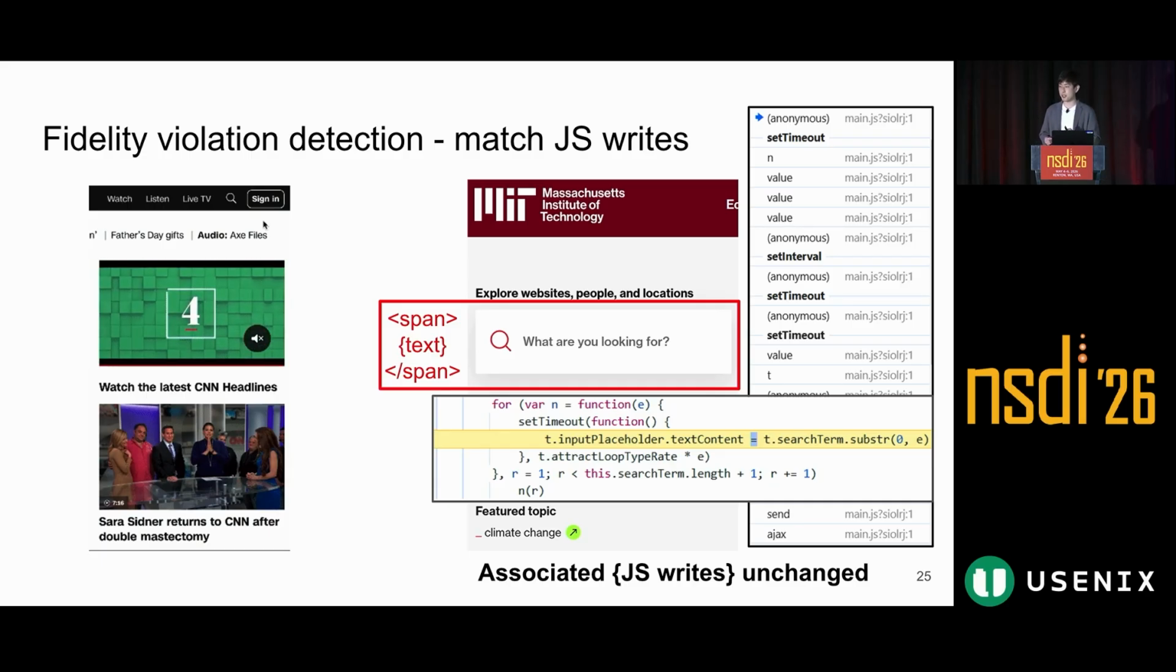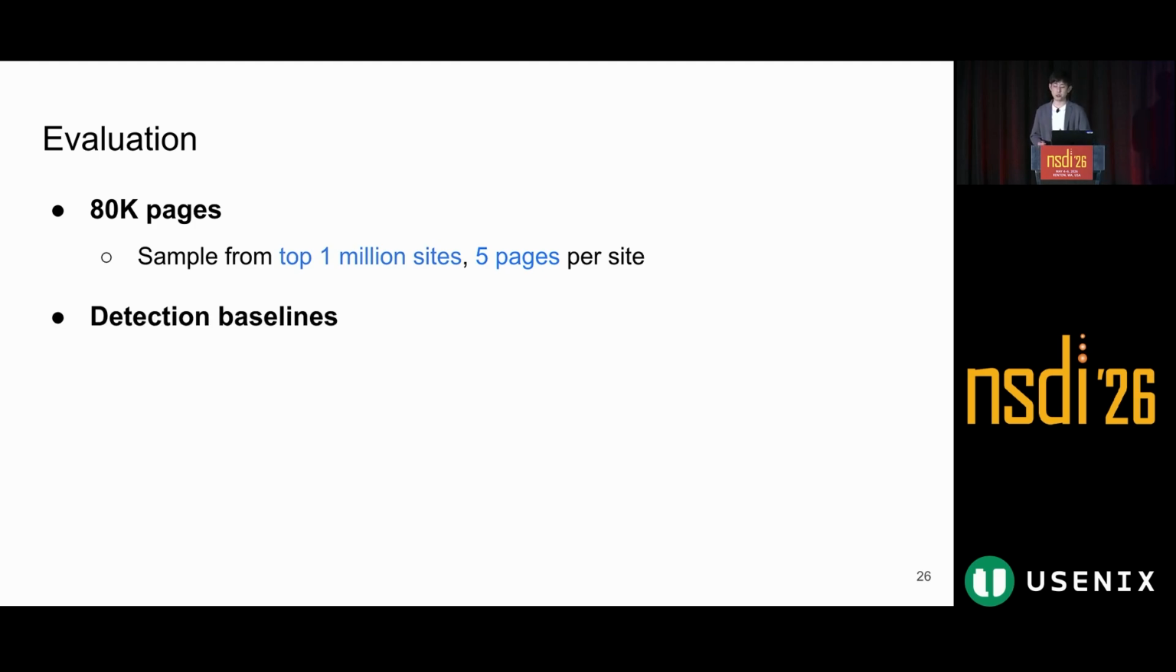So in the FidEx implementation, we actually combine both the layout tree matching and the set of JS rewrites to achieve the best results. To evaluate FidEx, we run it on 80,000 pages, which are sampled from the top 1 million sites with 5 pages per site. We also introduced 2 detection baselines.